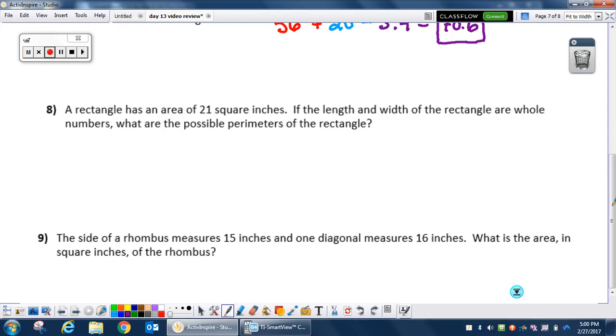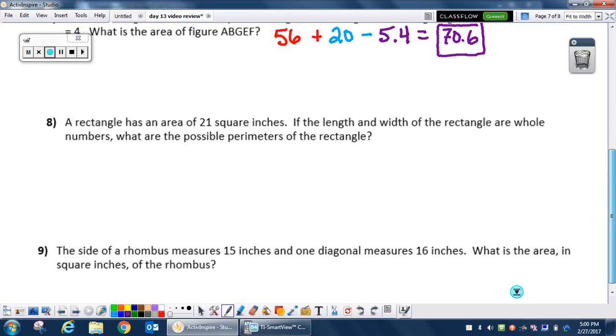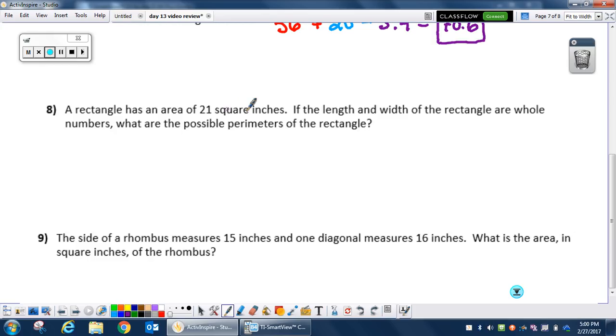Alright, this is my favorite question of the unit. It's a new one. It gives you a rectangle with an area of 21 square inches. If the length and width are whole numbers, what are possible perimeters? So what you have to start thinking of is what numbers in your rectangle could be your length and your width if they have to equal 21.